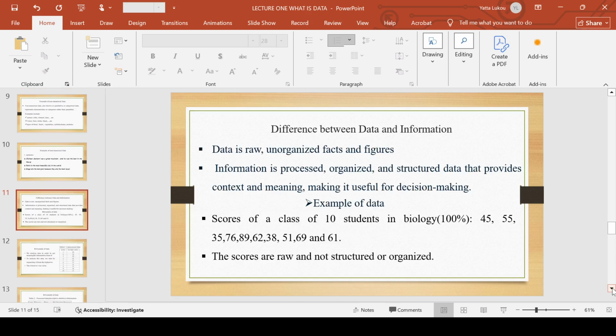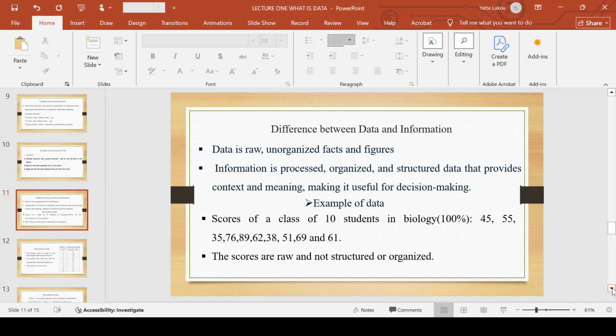Data is raw and unorganized facts or figures. Information is when the data is processed, organized, and structured. Once data is processed, then it will give meaningful information about a phenomenon.